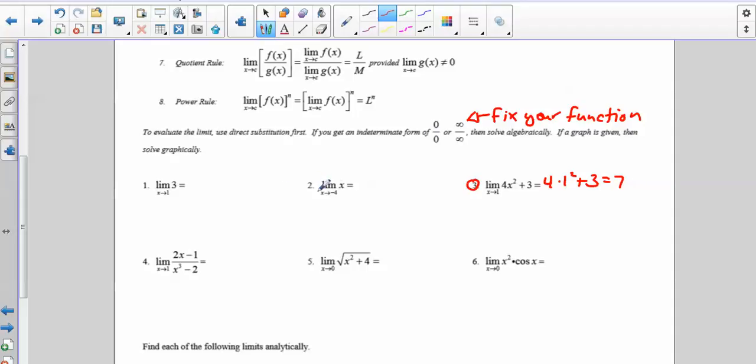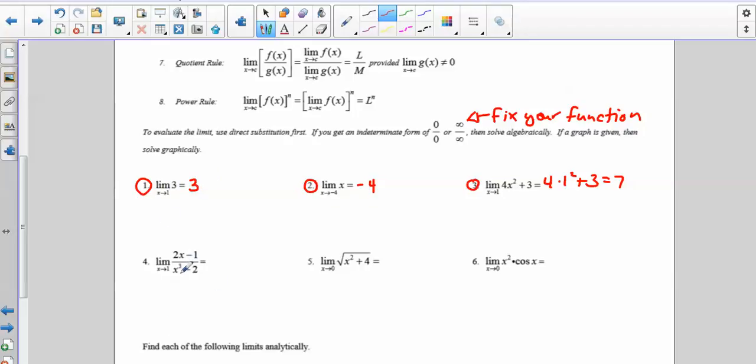The next function is a very similar function. I'm going back to 2. This is just the function y equals x. So if you take your x value, -4, and you plug it in, you can see it still is going to be -4. And then if we go back to 1, this is a constant function. It's the function y equals 3. So y always equals 3. It doesn't matter what x is. So as x approaches 1, the y is still going to be 3.